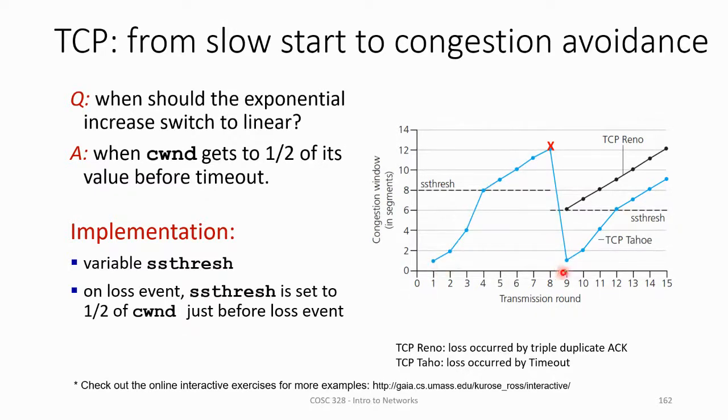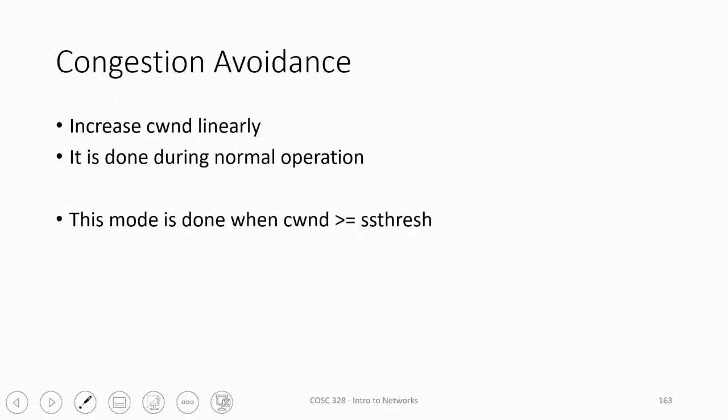So it means that it should start very slowly and then exponentially increase, but then it increases the congestion window to some point, and after that point, that is basically this threshold that we have here, it just increases linearly, so it tries to avoid the congestion as much as possible.